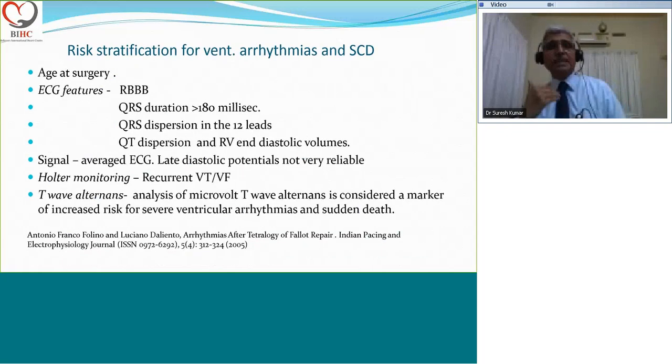And if you want to risk stratify patients for ventricular arrhythmias and sudden death when you're seeing a late follow-up in tetralogy repair: age at surgery, ECG features like RBBB, QRS duration, how much variability there is in the QRS duration in the 12 leads, is there any QT dispersion, what is the RV end diastolic volume, the signal averaged ECG if you are using late diastolic potentials. In Holter monitoring, recurrent VT and VF, and also analysis of the microvolt T-wave alternans as a risk for ventricular arrhythmias has been used by some people.